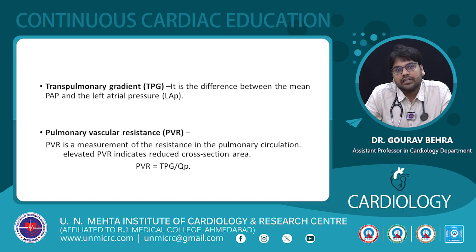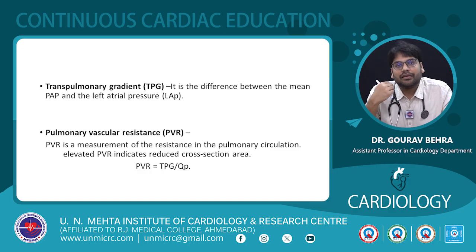So PVR is the measurement of resistance. The most important site where the resistance is measured is the capillaries. So PVR is the measurement of resistance in the pulmonary circulation, mainly the capillaries. Elevated PVR means there is a reduced cross-sectional area. So PVR is TPG divided by QP, where QP is the pulmonary blood flow.